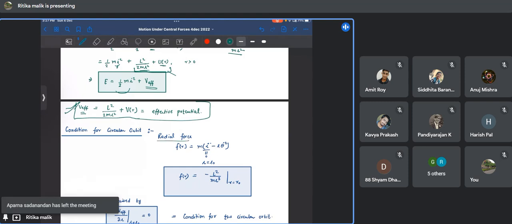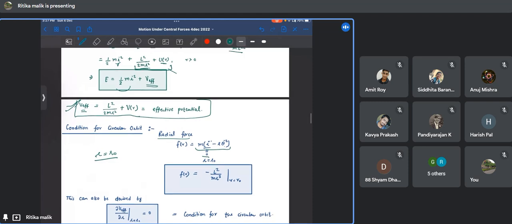So circular orbit requires that your radial force is given by m r double dot minus m r theta dot square, and r is constant for the circular orbit, so your r double dot is 0. So you put the value of theta dot here. So this is your radial force in case of circular orbit.